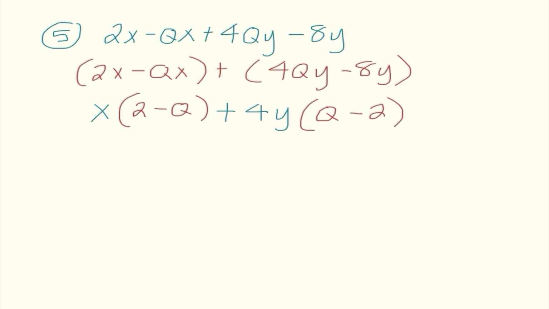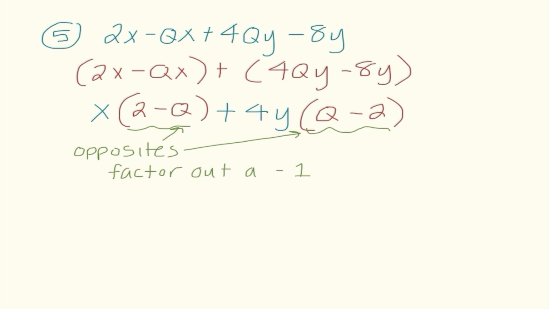So I've gone ahead and now I just have my 2 separate terms. However, this time I don't have a common factor because I have 2 minus q and I have q minus 2. And we call these values opposites because both terms are completely opposite from one another. Whenever we are dealing with opposites, I need to go ahead and factor out a negative 1.